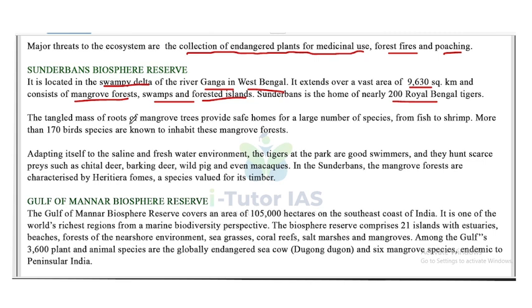The tangled mass of roots of mangrove trees provides safe homes for a large number of species, from fish to shrimp. More than 170 bird species are known to inhabit this mangrove forest. Adapting itself to the saline and freshwater environment, the tigers at the park are good swimmers and they hunt prey such as cheetal deer, barking deer, wild pig, and even macaques. In the Sundarbans, the mangrove forests are characterized by Heritiera forms, a species valued for its timber.